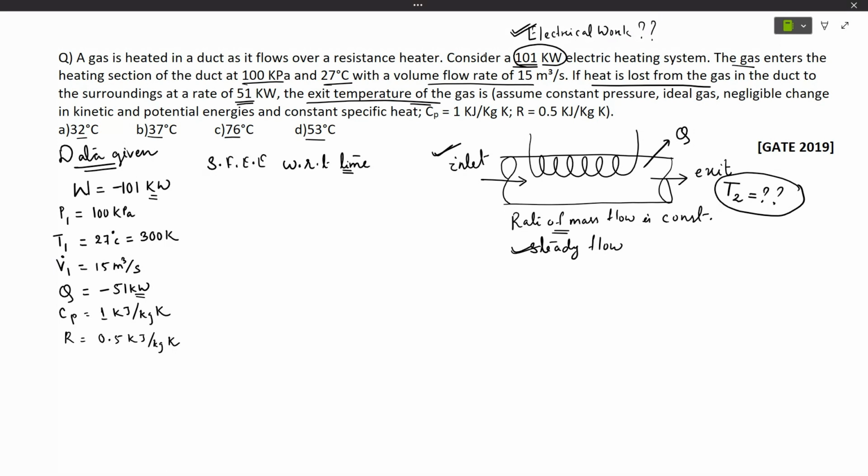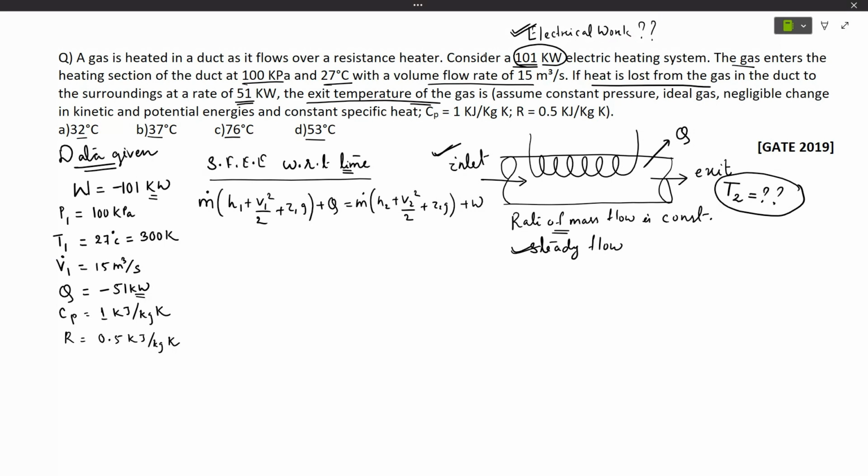It means it is given with respect to time. So as mentioned in the data, we consider the steady flow energy equation to be m dot (h1 plus v1 square by 2 plus z1g) plus Q equal to m dot (h2 plus v2 square by 2 plus z2g) plus W. So this is the steady flow energy equation with respect to time.